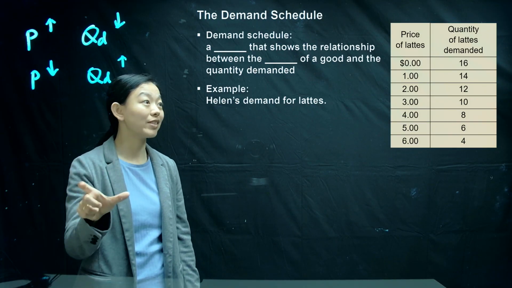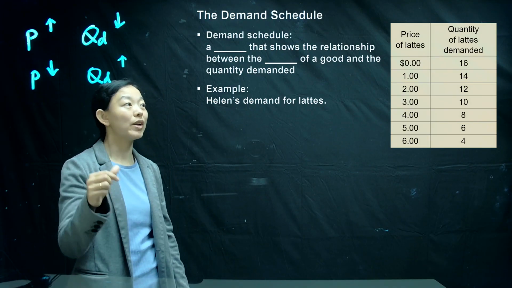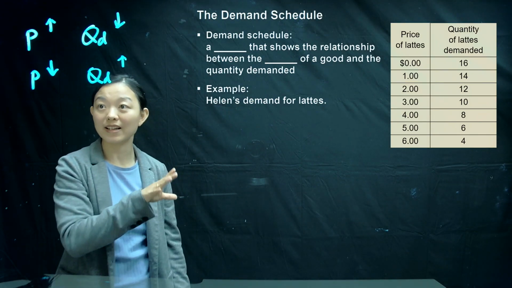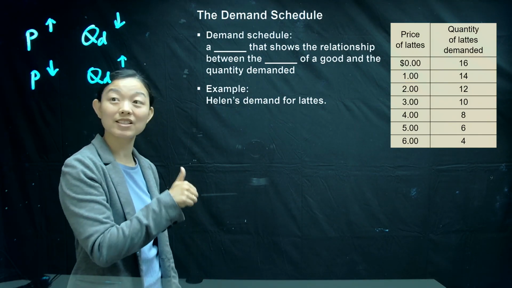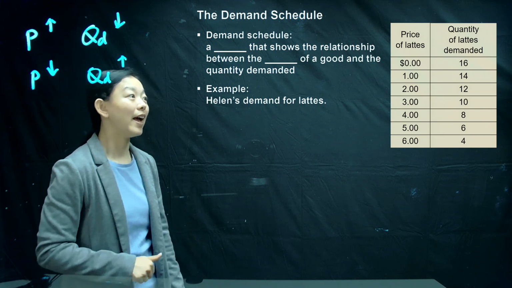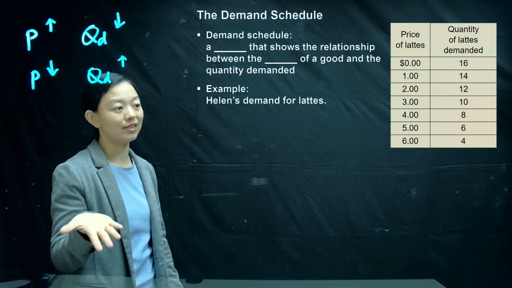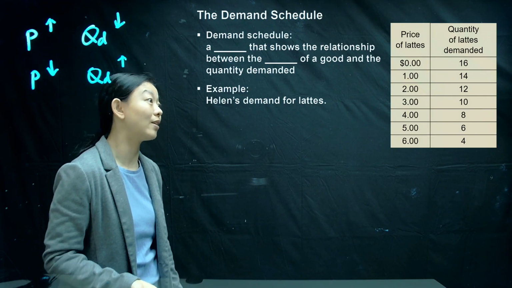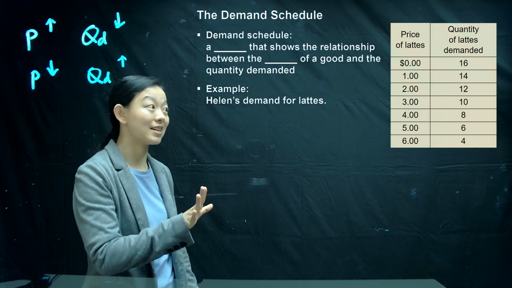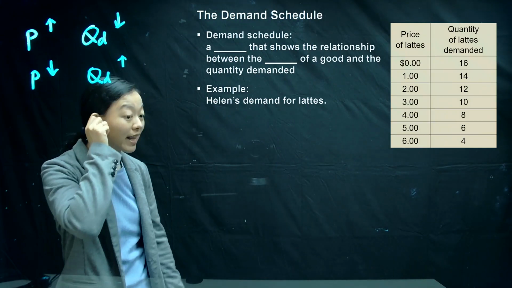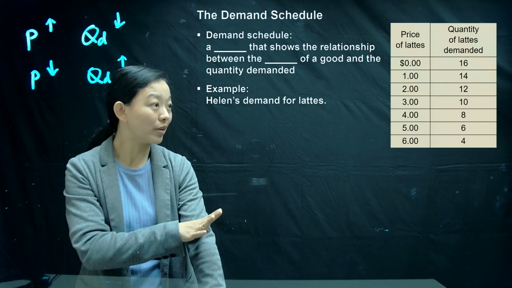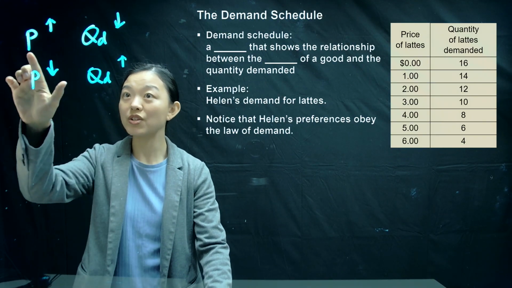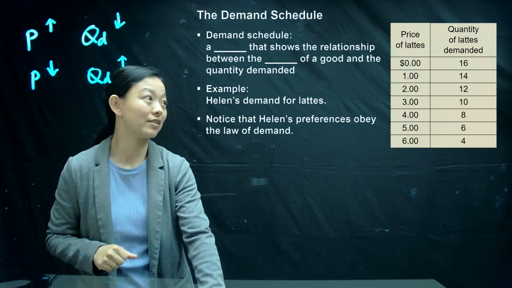The first column on this table will be the price of the latte. When the price of the latte is zero, the quantity demanded of latte for Helen will be 16 units, 16 cups. Then when the price increases to $1, Helen's quantity demanded decreases to 14 units. As the price increases to $6, Helen's quantity demanded of latte decreases to 4 units. So you can see from this table that it satisfies the law of demand. Price and quantity demanded are negatively related.